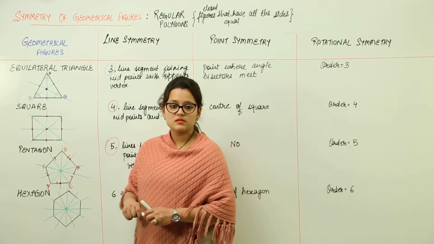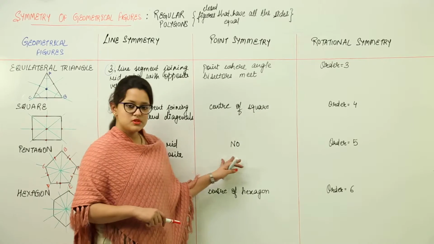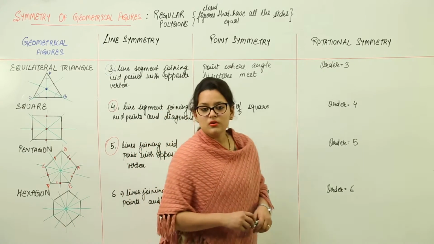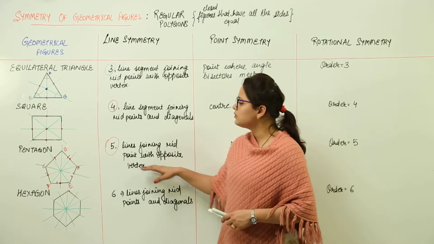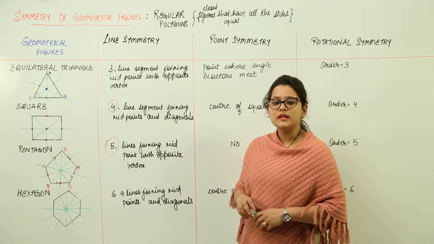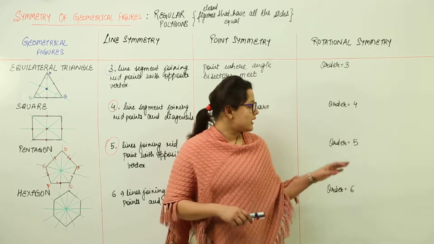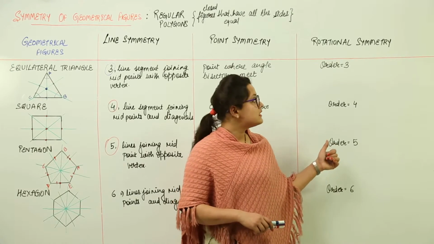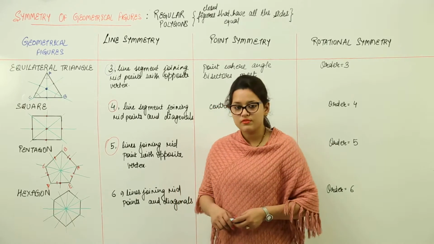What about the point symmetry? It has no point symmetry and it has order 5. So now we can conclude that a pentagon has 5 lines of symmetry without having any point symmetry, and additional to that we have rotational symmetry of order 5.